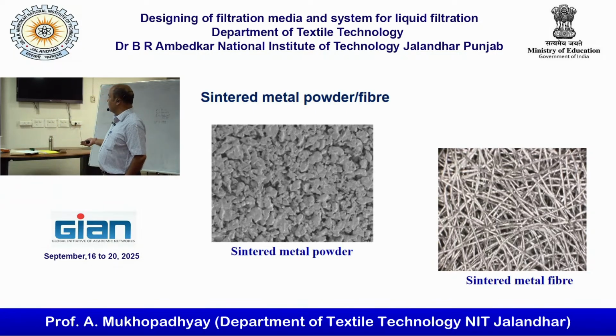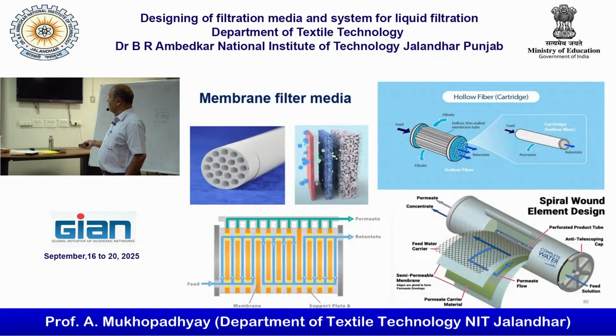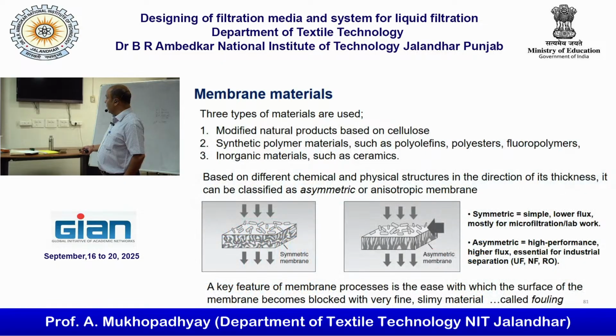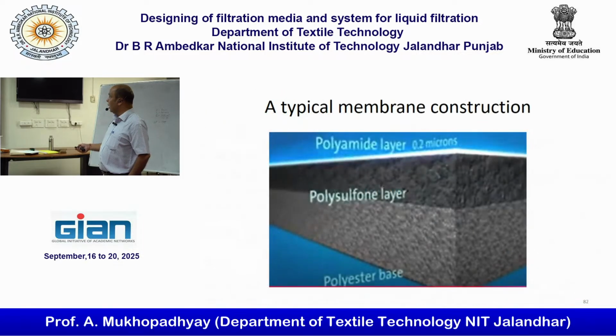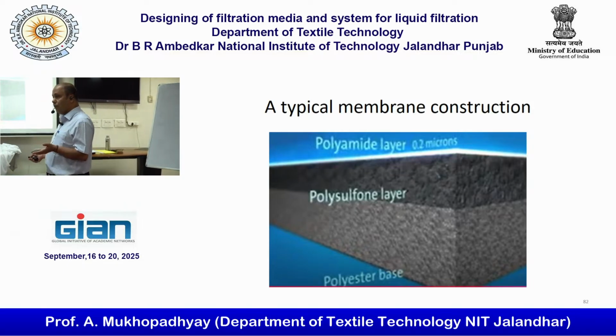If you see, this is the other type of various configuration of membrane filters that I have discussed, and we can also have symmetric membrane and asymmetric membrane. Symmetric membrane will be simple, but asymmetric will be high performance membrane. Nowadays, people are going for asymmetric membrane. Let us look at one asymmetric membrane used in RO: polyamide layer 0.2 micron, polysulfone layer where the pore size could be 0.0001 micron, and polyester base only for support.